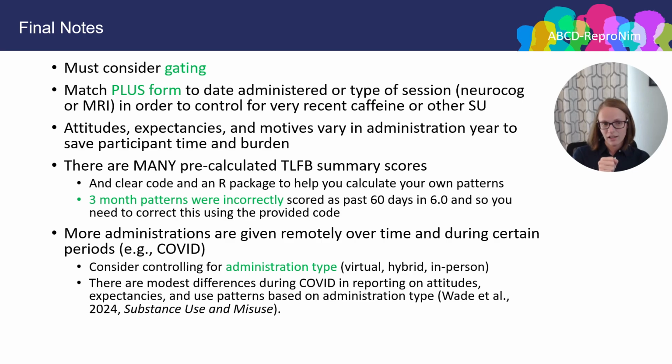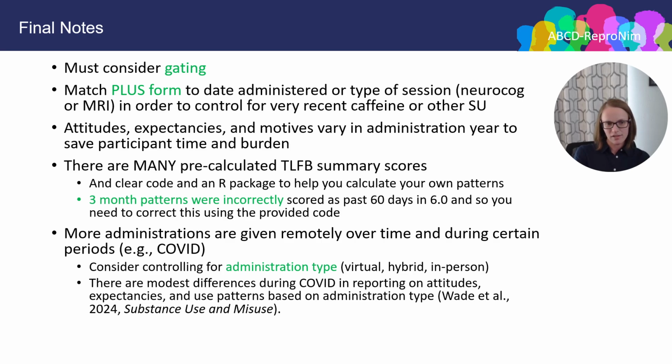If you are interested in that past 3-month use, please do check this package specifically, because after the data release was finalized, unfortunately, we realized that the 3-month patterns were scored as past 60 days in 6.0. A patch will be coming out for this, but if you're watching this video as soon as ReproNim launches in fall of 2025, that patch will not be live yet. So it is super easy to correct. Again, I've done this myself. It's not difficult, and you can reach out if you need help with anything.